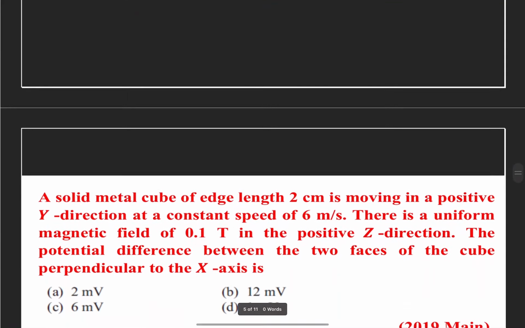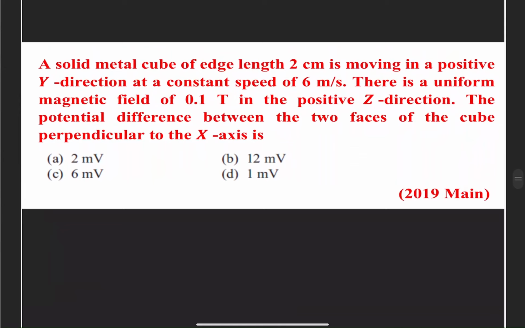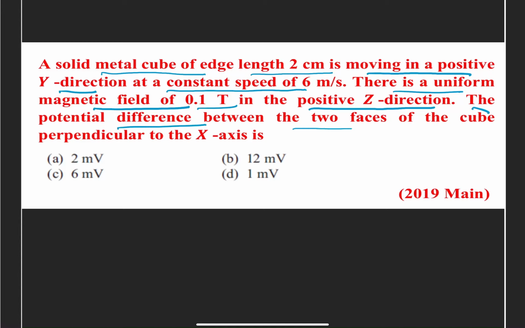So let us take the next question. We have a solid metal cube of edge length 2 cm moving in the positive y direction at a constant speed of 6 meters per second. There is a uniform magnetic field of 0.1 Tesla in the positive z direction. The potential difference between the two faces of the cube perpendicular to the x-axis is given by.